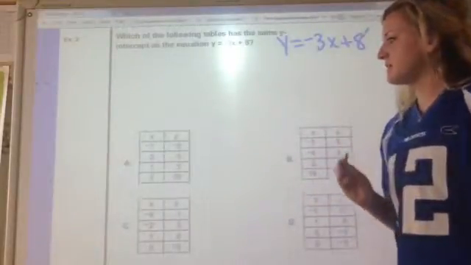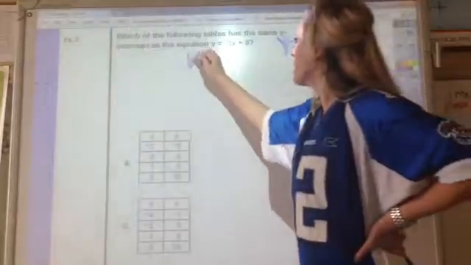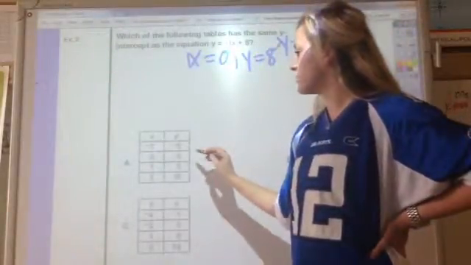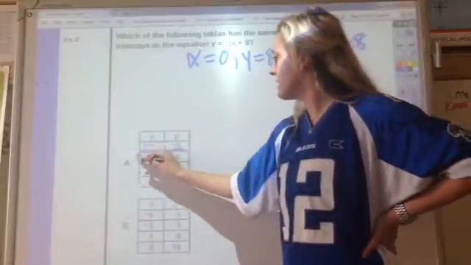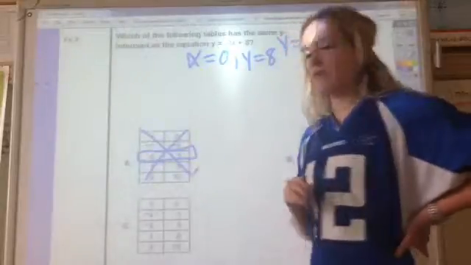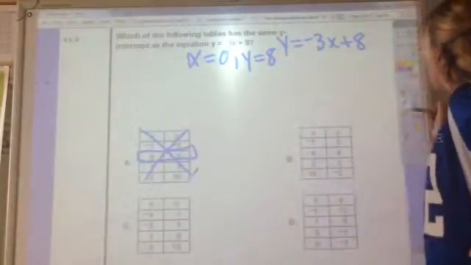based on its values. Because I'm looking for where x equals 0, y equals 8. I can eliminate answer choice A because it's x and y, where x is 0, y is 0. That's not what I'm looking for. That won't be the y-intercept that we want. So let's move on to B.